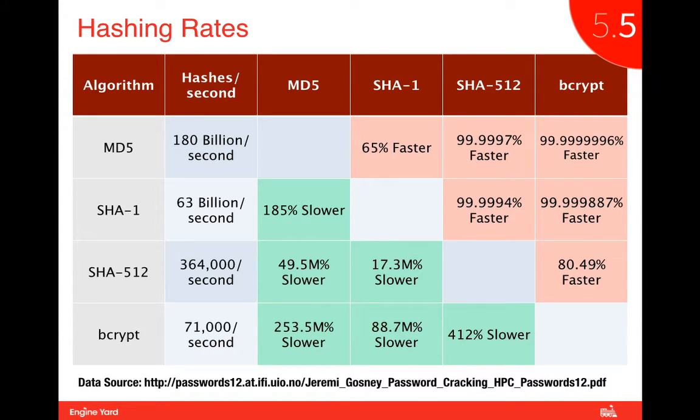Bcrypt is 253.5 million percent slower, which means it's going to take you that many millions of years longer to find the correct password. Now, this is actually about 6 months old, but this is on consumer available hardware, right? This is how people can actually do it.